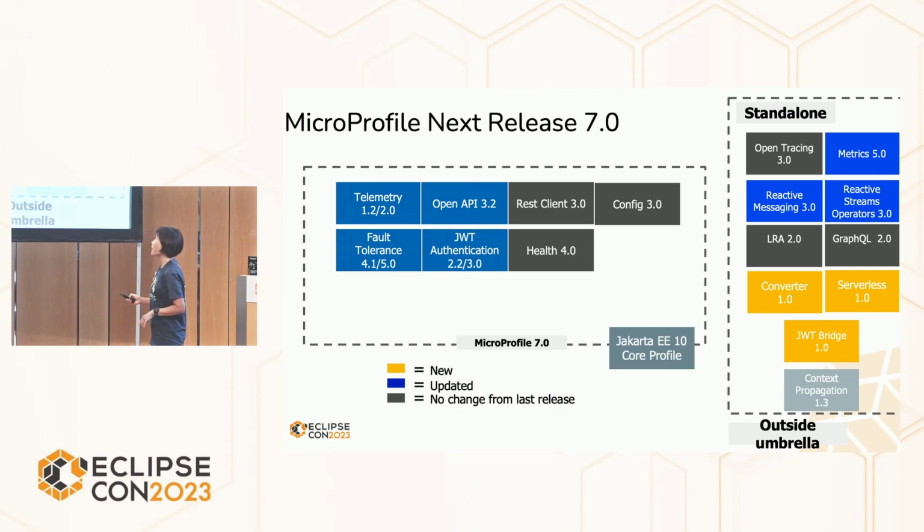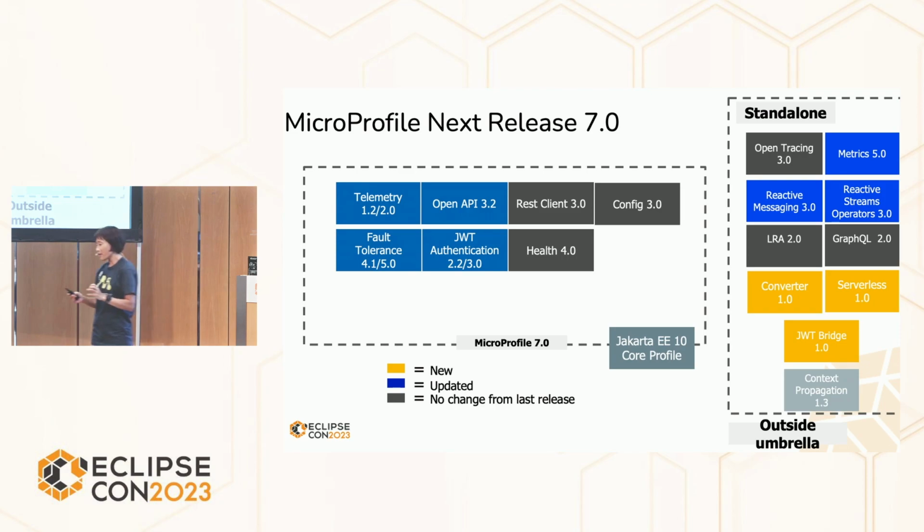And also there is JWT authentication, which will have some change. And also fault tolerance integration, previously integrated with metrics. Now metrics will be moved away, so fault tolerance will need to do integration with the telemetry for the metrics work.